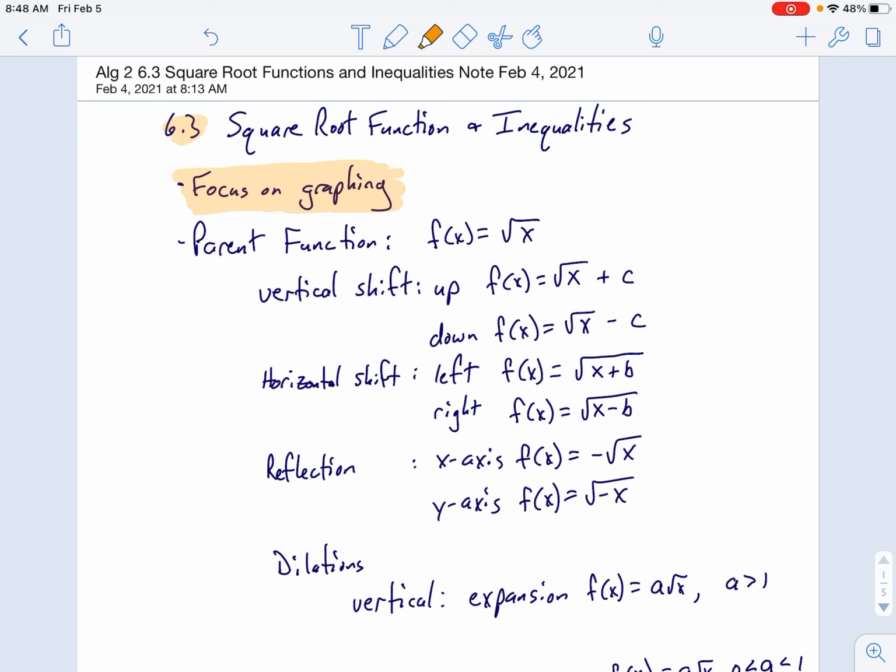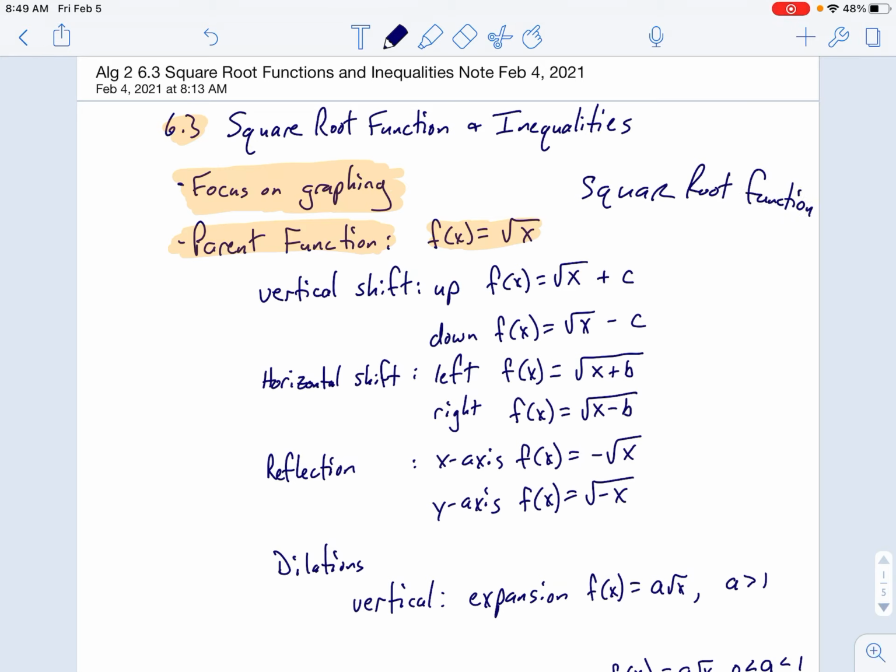However, I'm going to take advantage of this time to review something we've already learned. Occasional review is not a bad thing. So we're going to talk about parent functions and transformations. We did a whole unit on this before, and it is going to apply today. So the parent function for today's lesson is f of x equals the square root of x. So the square root function.